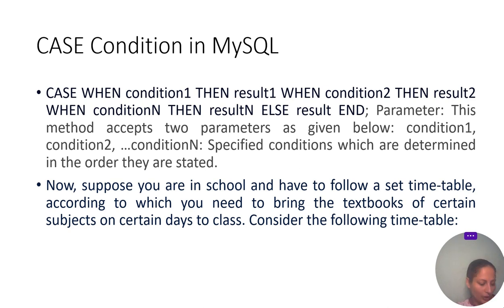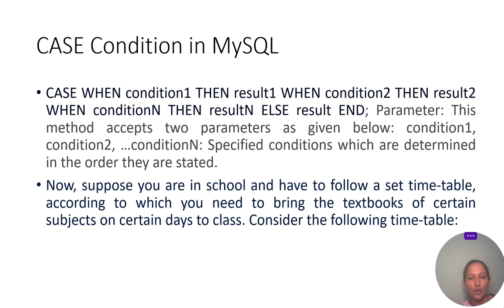We write it by using the CASE keyword. So how to write it? CASE WHEN condition 1 THEN result 1, WHEN condition 2 THEN result 2, WHEN condition n THEN result n, ELSE result. The specified conditions are evaluated in the order they are stated.